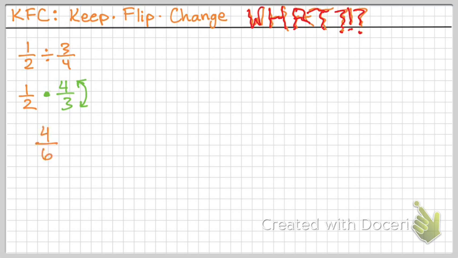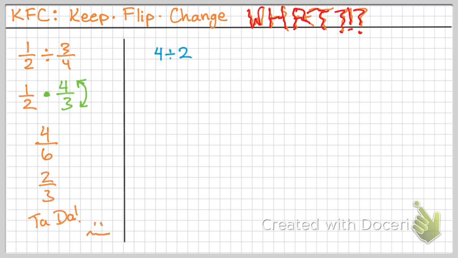1 times 4 is 4, 2 times 3 is 6. Voila, we've divided by fractions. And in this case, we have to reduce to 2/3, and ta-da, we've got our answer. And that's how you deal with division and fractions, which maybe your teachers might have taught you why that happens. I don't know, because I've never really known until I started to teach.